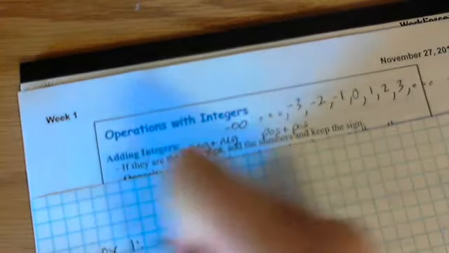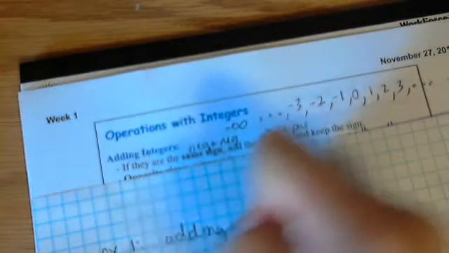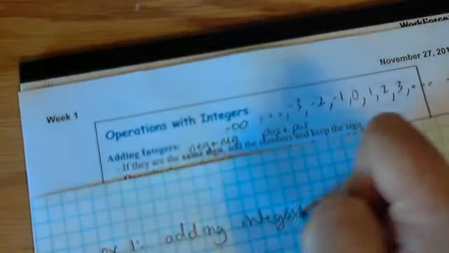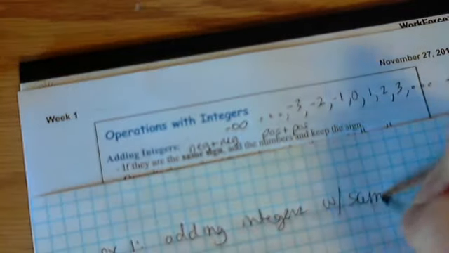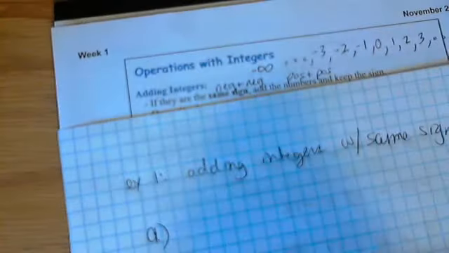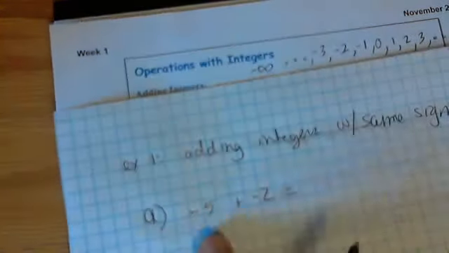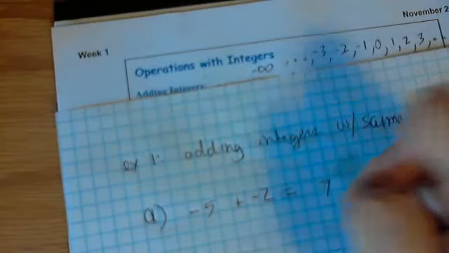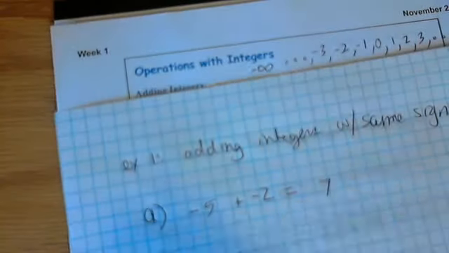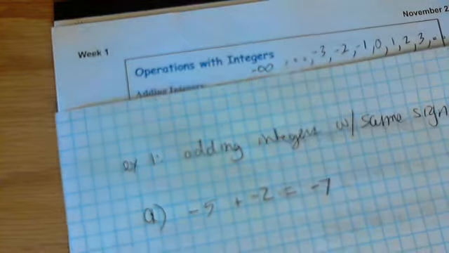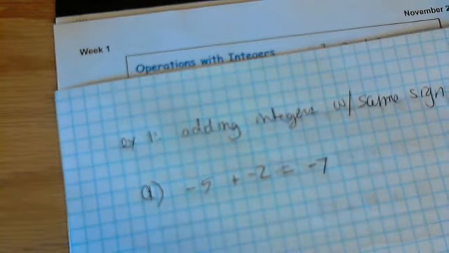Example 1, adding integers with same sign. So let's take a look at doing -5 plus -2. All I do is add 5 and 2 to get 7, and because these are both negative, it's a -7. There's another method I like to use, and it's kind of a story method.